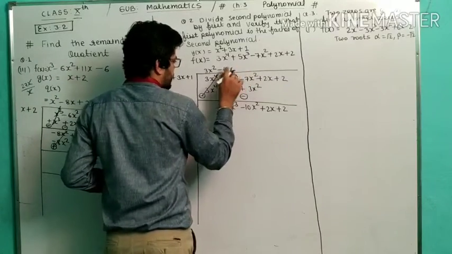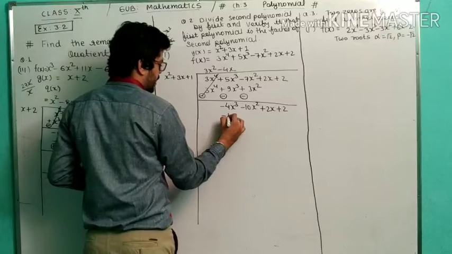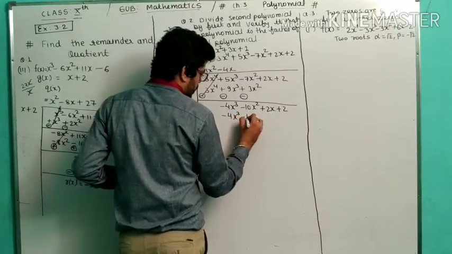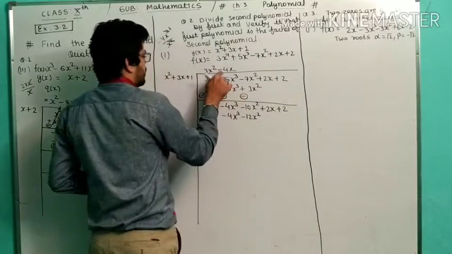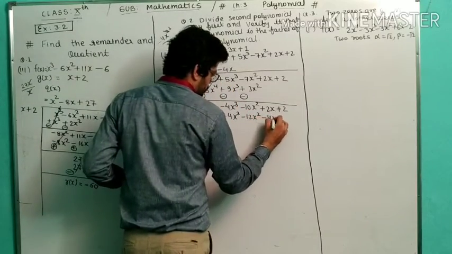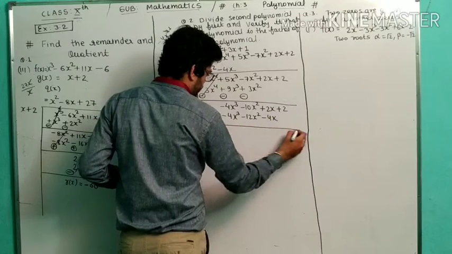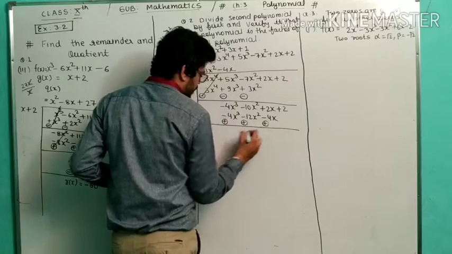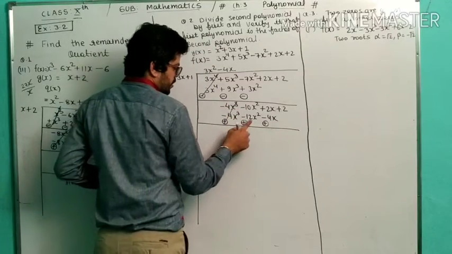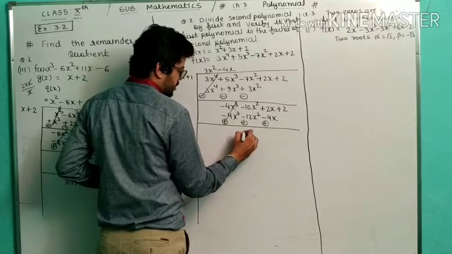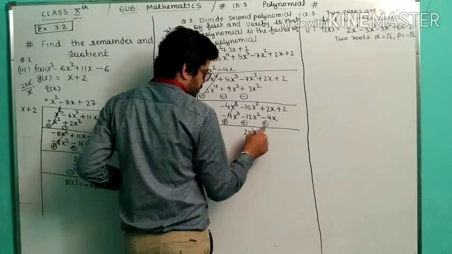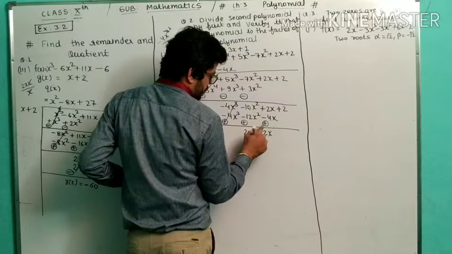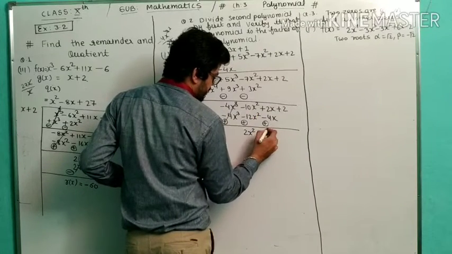Now this minus 4x is multiplied with these terms. So this is minus 4x cube, this is minus 12x square, and this is minus 4x. Here the signs change: this is positive, this is positive, and this is also positive. It is going to be cancelled. Positive 12x square and minus 10x square gives 2x square, and plus 2x with positive 4x gives 6x.